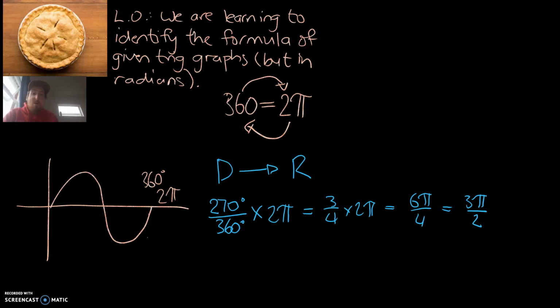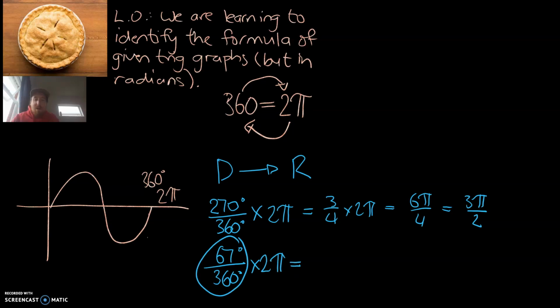So let's have a look at more of a weirder example. Sometimes it's not a nice, easy fraction like that. So let's say we're looking at 67 degrees. How would we convert that into radians? So what we're going to do is 67 divided by 360 degrees times 2 pi.